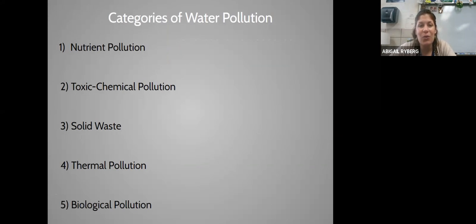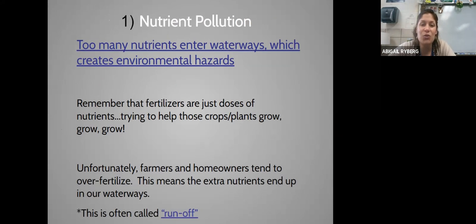When we look at the categories of water pollution, we break it into 5 groups. So let's first look at nutrient pollution. Nutrient pollution is too many nutrients that enter the waterways, which creates environmental hazards. It seems crazy that one of the leading causes of pollution is too many nutrients, but it's true. Even though organisms need nutrients, too many nutrients causes a huge variety of problems.